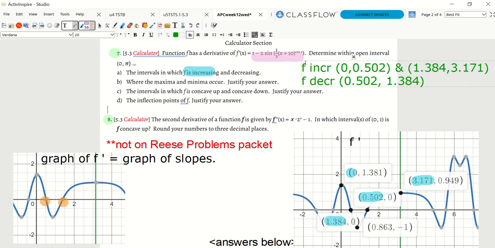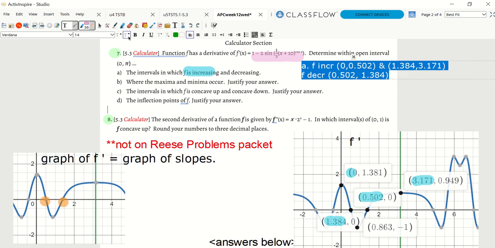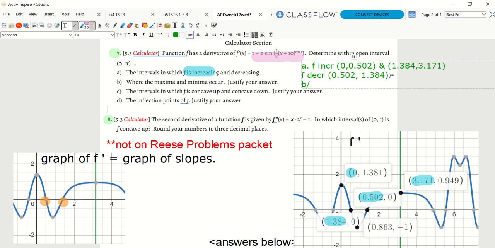So your maximum is going to be at this point here, which is 0.502. Max at x equals 0.502. And we also have a min at 1.384, which is this point over here; I meant min. Min at x equals 1.384. Okay? So C, with the intervals where it's concave up and concave down.